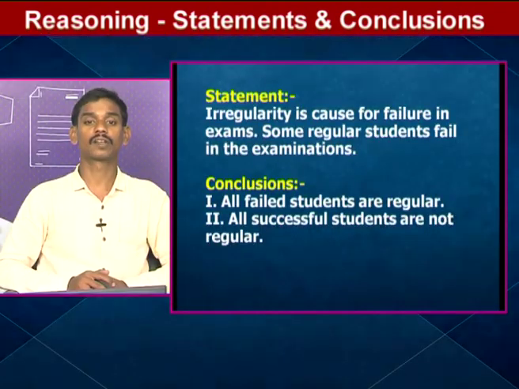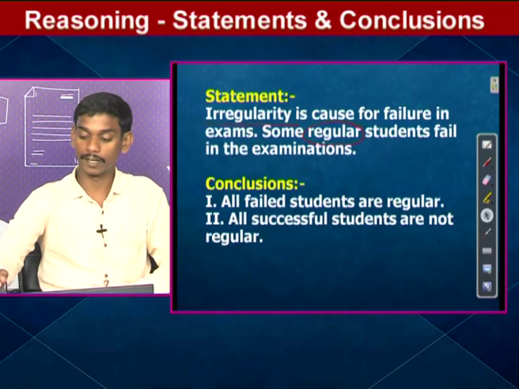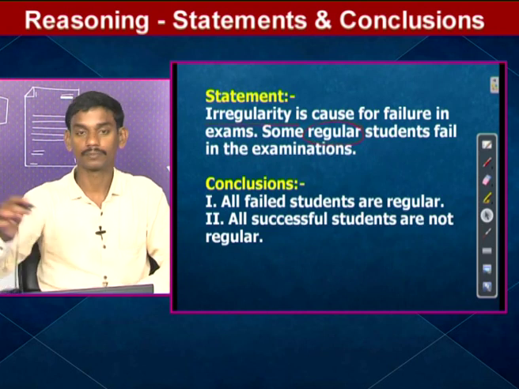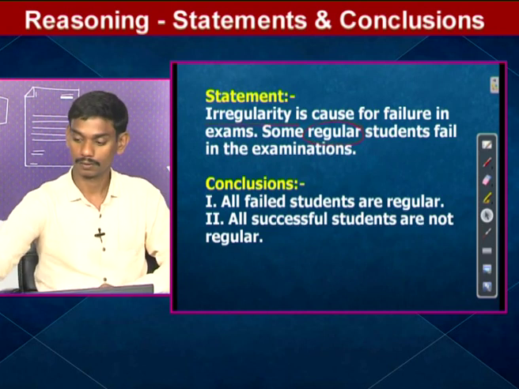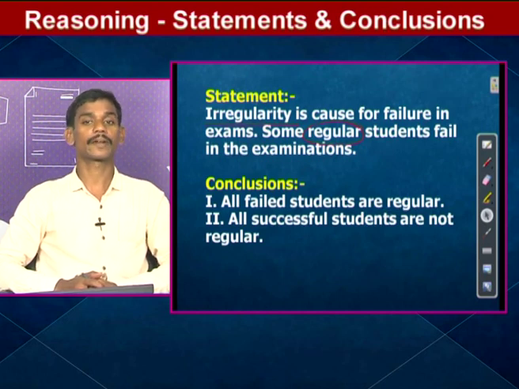And one more question. Irregularity is a cause of failure in exams. Some regular students fail in those examinations. See here once again: statement irregularity, regular students, and who failed? Irregular students. Both failed here. So irregularity is a cause for failure in exams and some regular students also failed in the exam. Some regular students failed and some irregular students also failed.